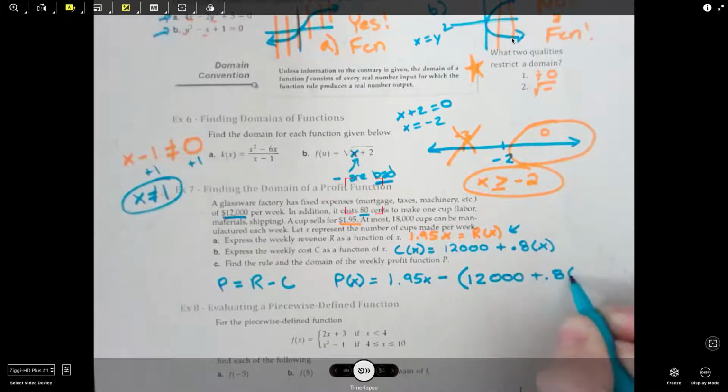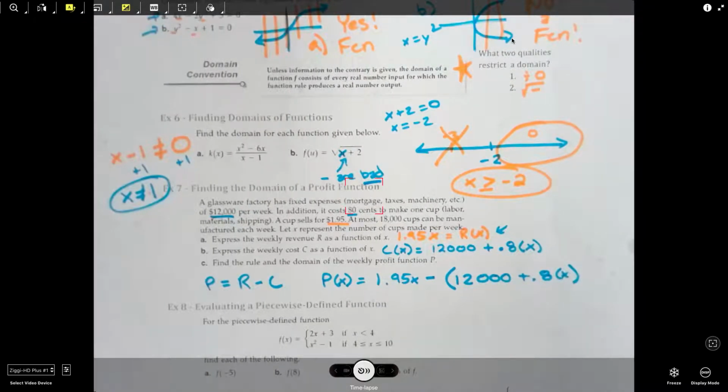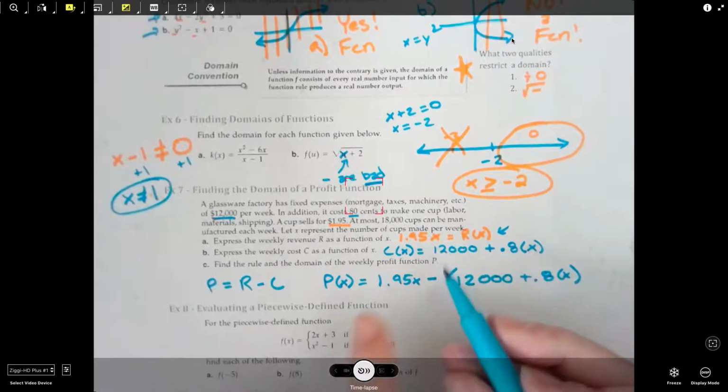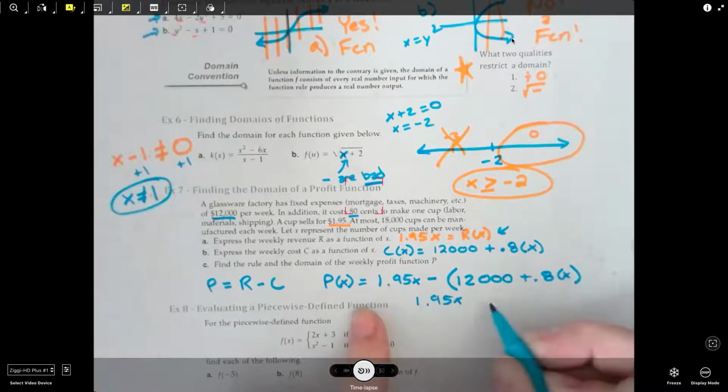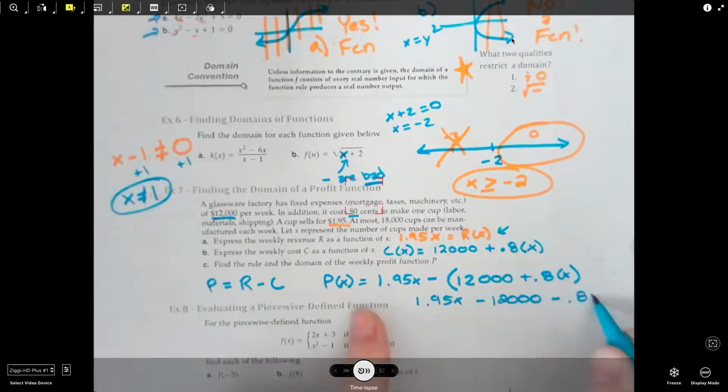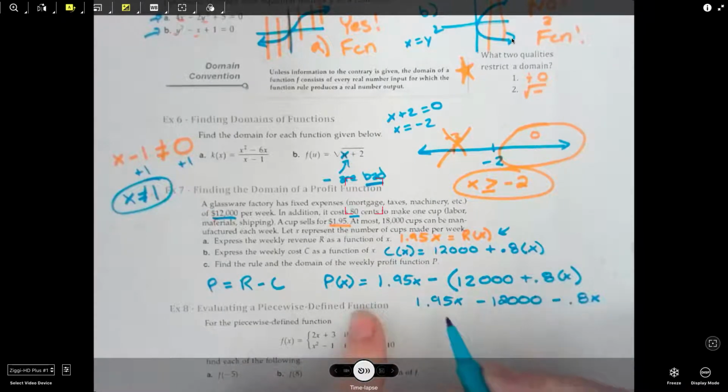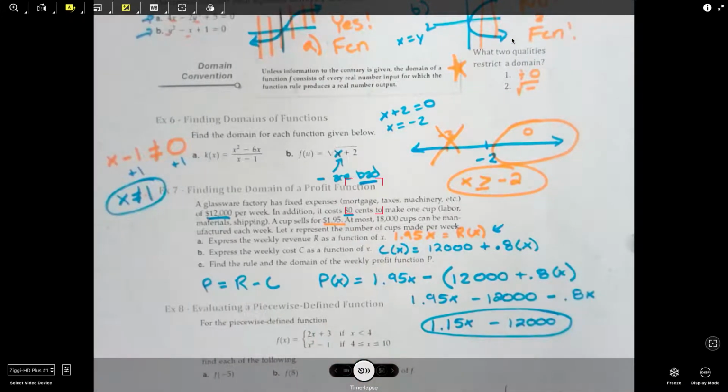Okay, find the rule for the profit. Okay, and then let's see, 1.95x minus 12,000 minus 0.8x if I distribute the negative. So I will end up with 1.15x minus 12,000. That's going to be my equation for profit.